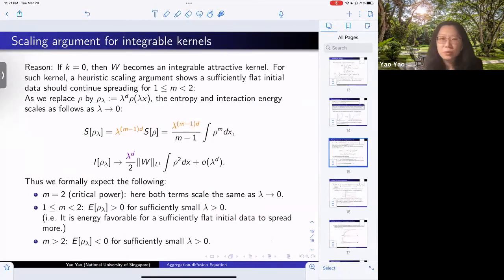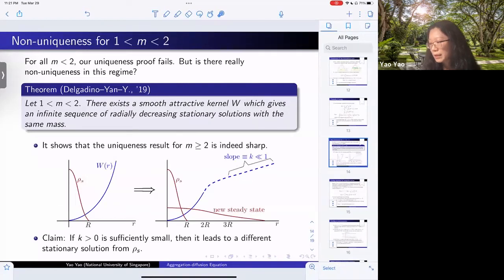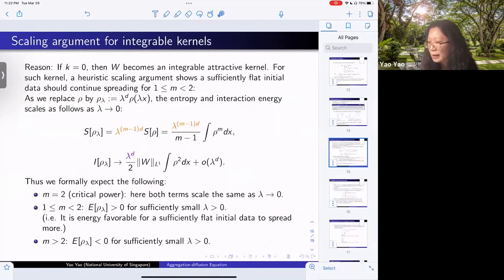So the reason is as follows. Let me consider the extreme case when k is equal to 0. In this case, W would take a constant value outside of this radius. And for this potential, we can consider it the same as a compactly supported potential, because you can always shift it up and down without changing the dynamics, right? So it's equal to a compactly supported potential. And for a compactly supported potential, there is a heuristic scaling argument that shows sufficiently flat initial data will keep spreading for every m between 1 and 2.